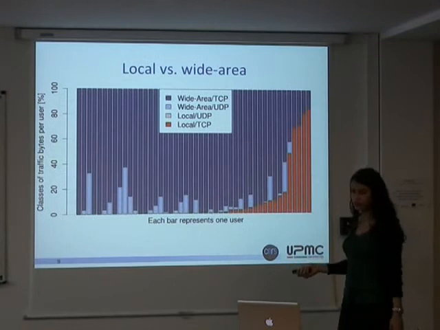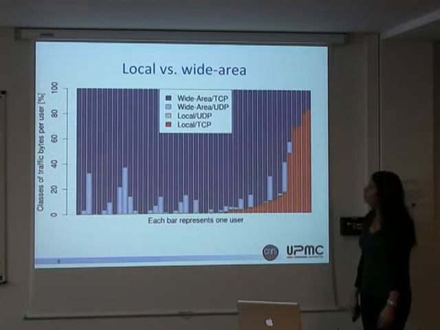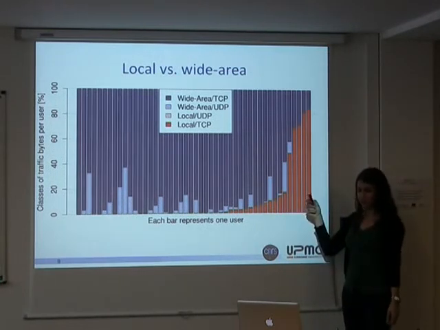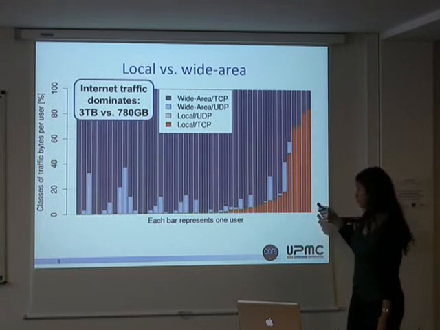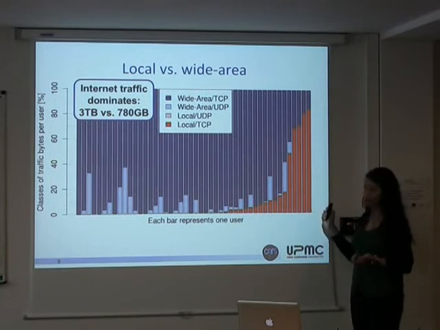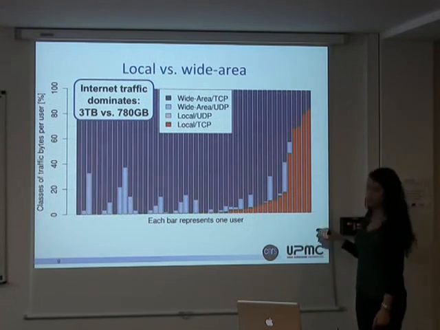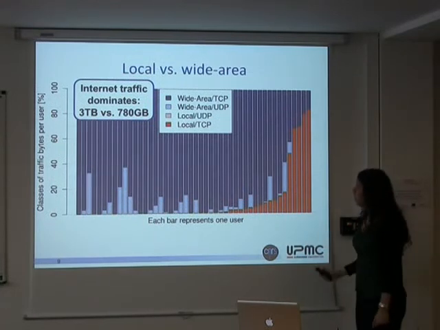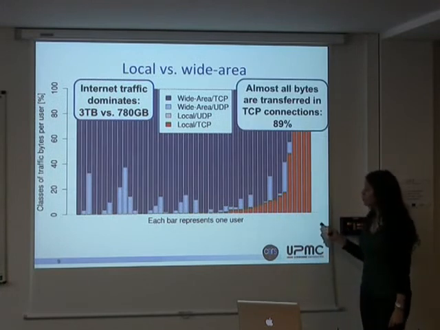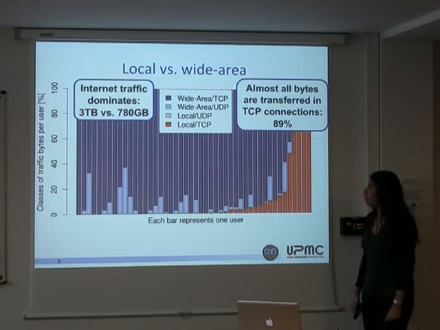So now let's look at the 47 users. We ordered them from least to most local traffic. And it is obvious that the blue part is dominating in this figure, which means that the internet traffic, the wide area traffic, is dominating the local traffic. In fact, overall, including all the users, we had 3 terabytes of wide area traffic compared to only 780 gigabytes for the local one. Another result is that almost all the bytes are transferred in TCP connections. We have almost 90% of the bytes transferred in TCP, which is also the same case as in the previous findings.